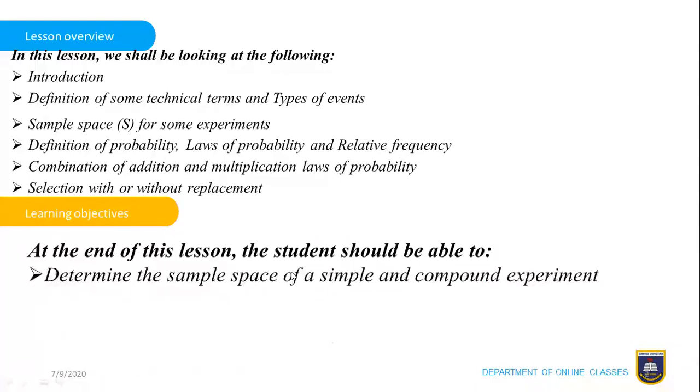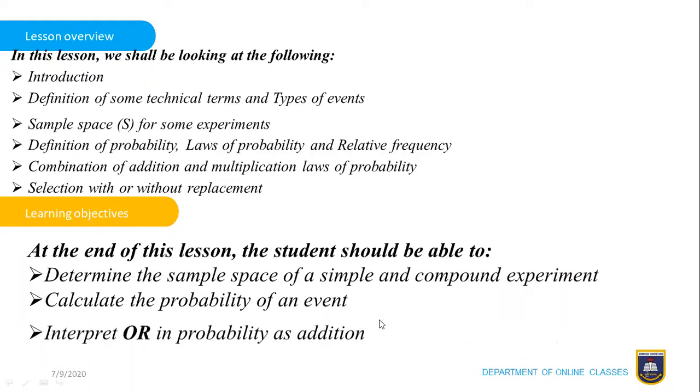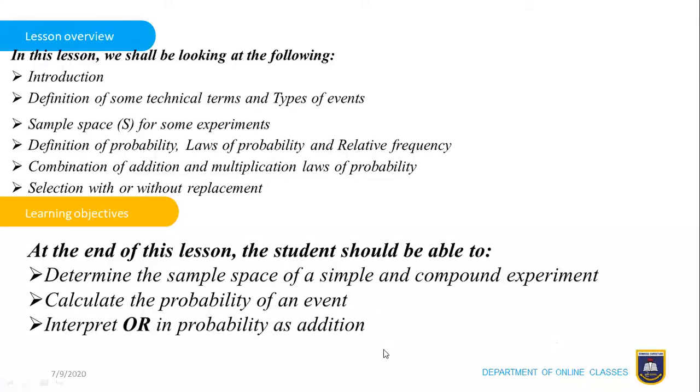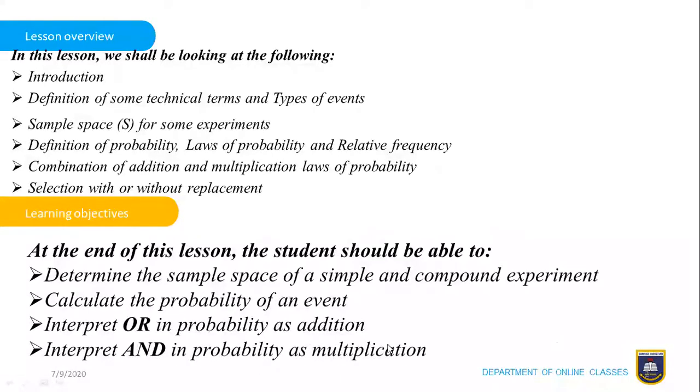So we've been able to determine the sample space of a simple and compound experiment. We can also calculate the probability of an event, and we can also interpret 'or' in probability as addition and 'and' in probability as multiplication. So we are just going to take the last aspect of probability, selection with or without replacement.